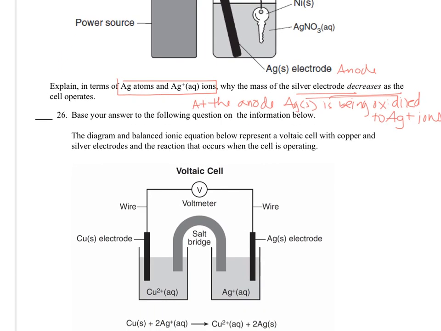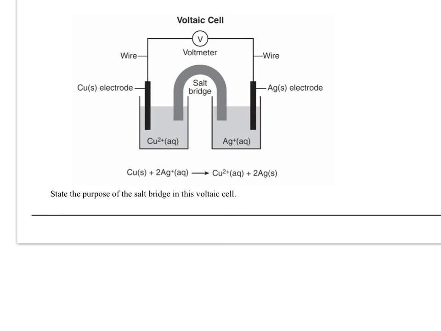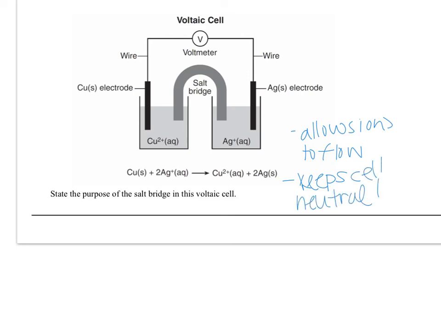All right, 26. Base your answer to the following question on the information below. Got another voltaic cell. What is the purpose of the salt bridge? Well, this is a nice question. Looks like we don't even need the diagram. You can say two things. You can say allows ions to flow. Then you can say keeps cell neutral. And both of those will be perfect.